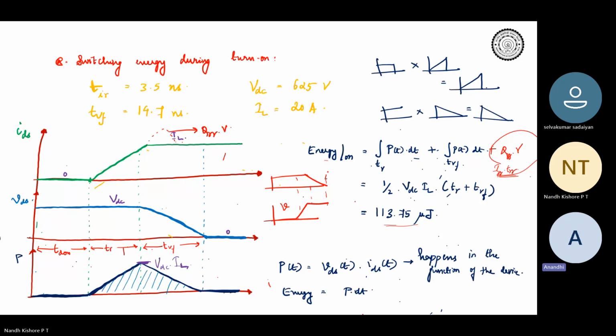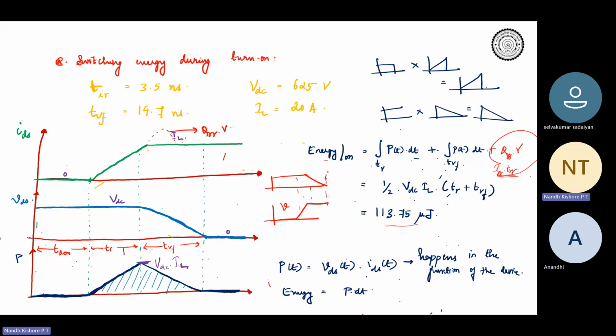So what you want is to decrease this TR and TF as much as possible so that this power loss happens for a very small period, but still it will happen every time, because your voltage is, let's say, very high, 400 volts or something like that, and the current will also be high.